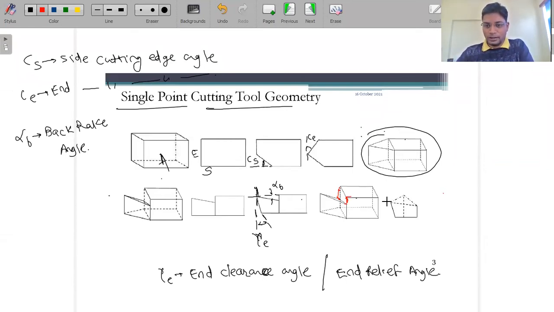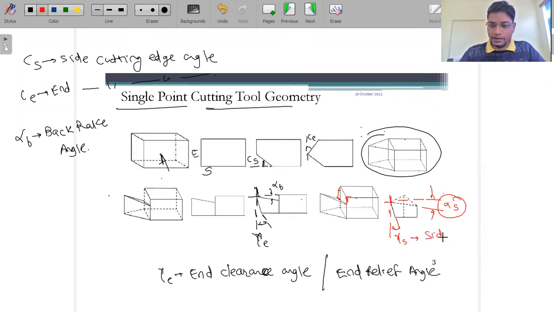Okay, so this is the horizontal, and with the horizontal we have created this angle. So this is the side rake angle. And with respect to the perpendicular or vertical plane, this angle is created. So this is gamma s. This is the side clearance angle, or side relief angle. Side relief angle, or this is the side rake angle.